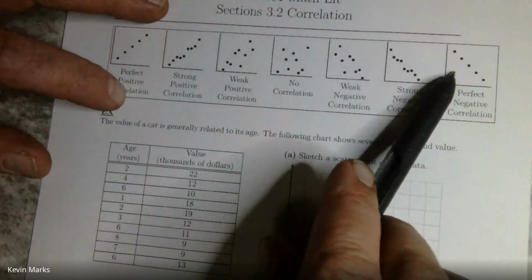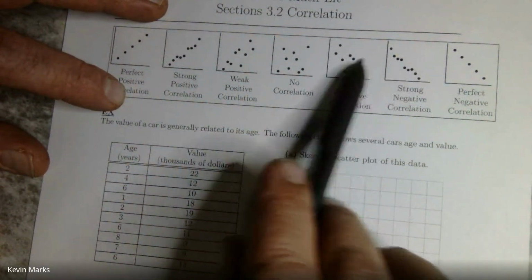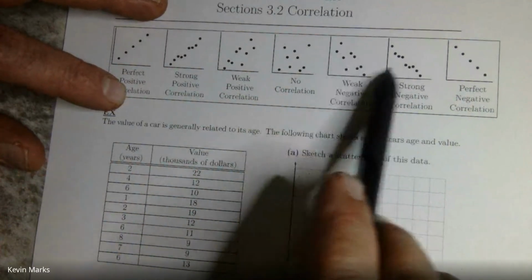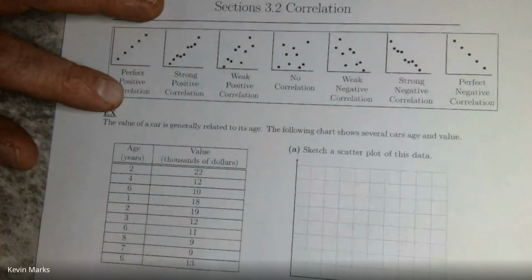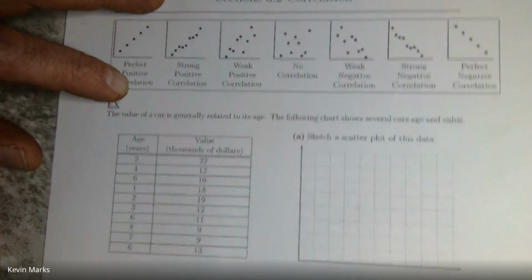Is it going to be a perfect relationship? Probably not, but there's probably going to be somewhat of a good relationship here. So we're expecting something in this general world. Okay, so let's check out some examples here.